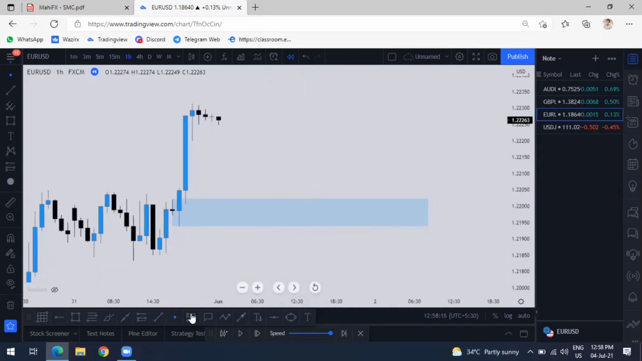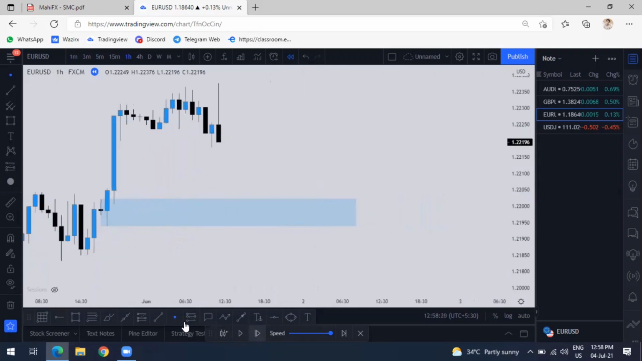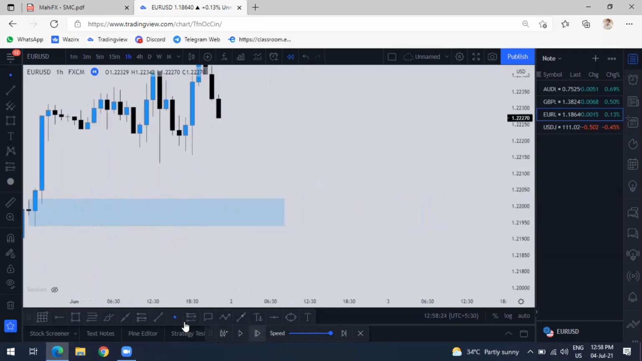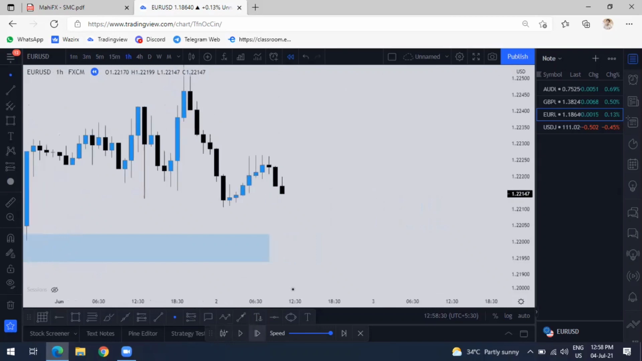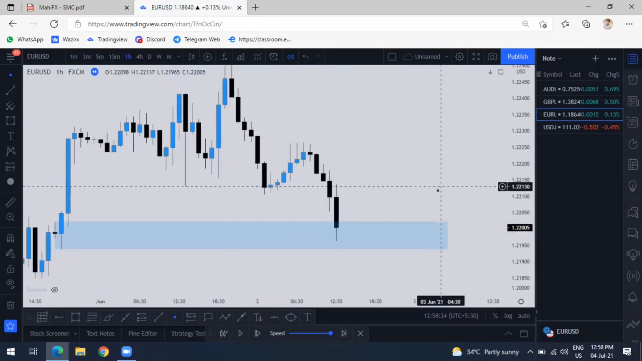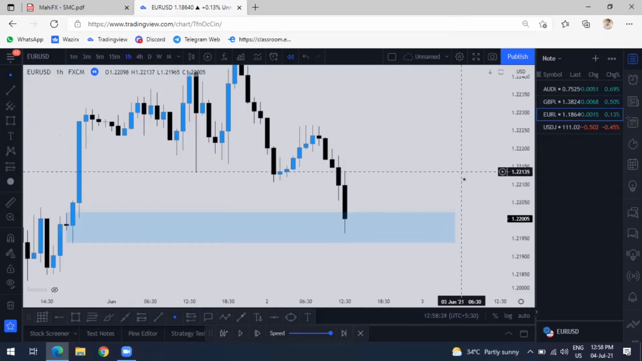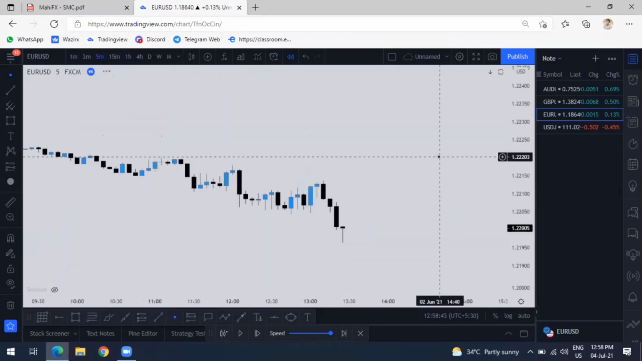Just let me run the chart. Okay, we are still not in that. Okay, fine. Now you can see we have tapped inside our 1 hour order block. So now it's time to take a buy entry. But first we have to go to the low time frame, the 5 minute chart, and wait for an entry.